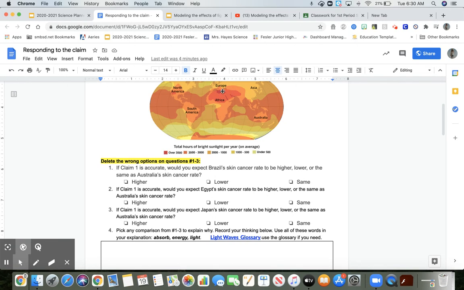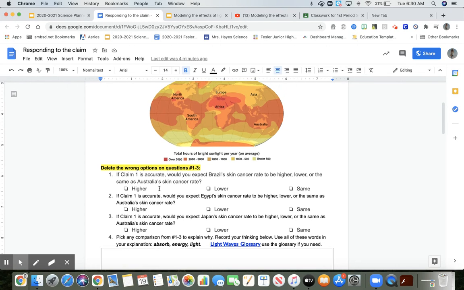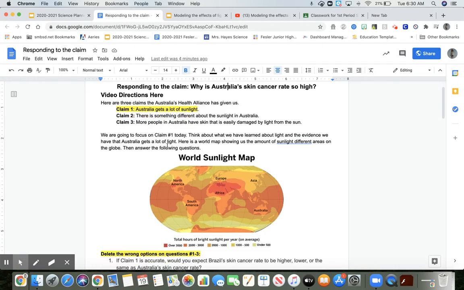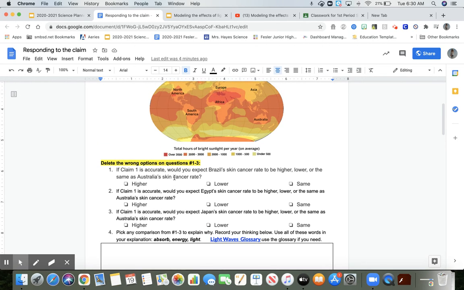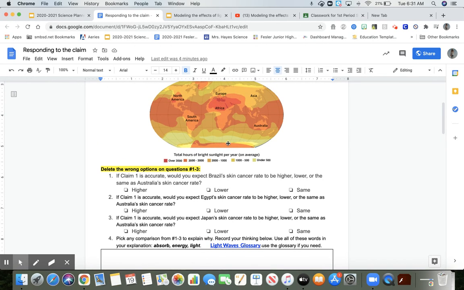Okay, and so if you don't know, Egypt is up over here in this region. So I do notice that Egypt is a different color than Australia. So remember our key, that darker has more sunlight. So if claim 1 is accurate, and claim 1 was that Australia gets a lot of sunlight, would you expect Egypt's skin cancer to be higher, lower, or the same? So according to this, what would you expect Egypt to be? And Egypt is right here. Okay, delete out the answers that you think are wrong.